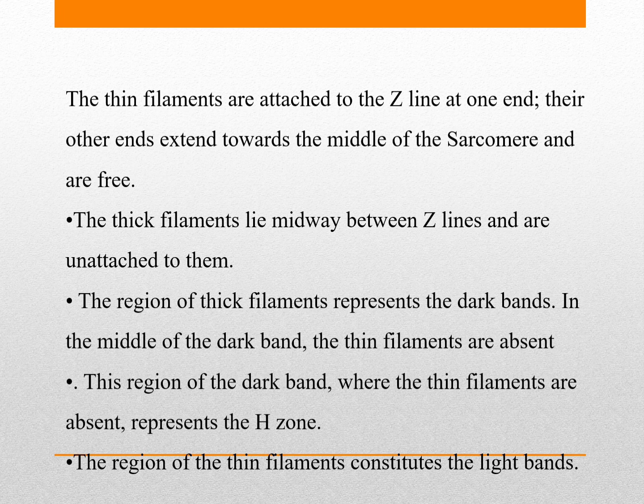The thin filaments are attached to the Z line at one end. Their other ends extend towards the middle of the sarcomere and are free. The thick filaments lie midway between Z lines and are unattached to them. The region of thick filaments represents the dark bands. In the middle of the dark band, the thin filaments are absent. The region of the dark band where the thin filaments are absent represents the H zone. The region of the thin filaments constitutes the light bands.